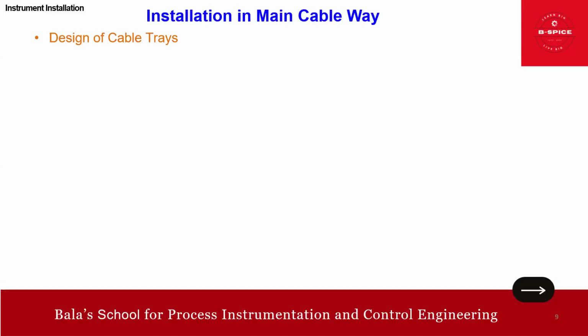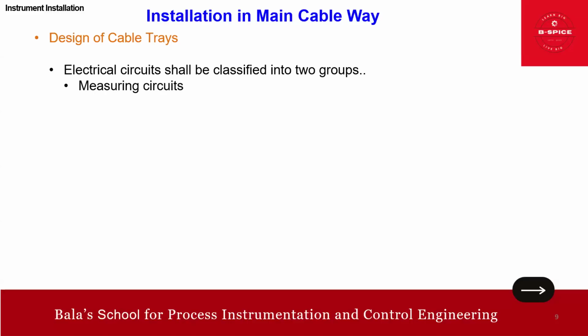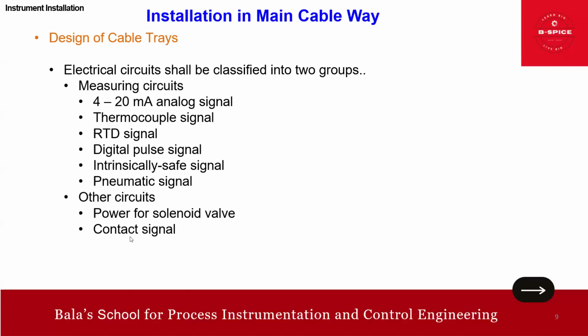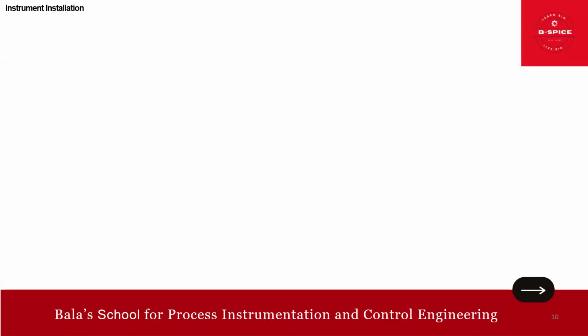Right. Now, a few more to add on. So there are also cables, right? So I am classifying these electrical circuits in two groups. One is the measuring, other is the other circuits. Under measuring, as you know, we have 4 to 20 milliamps analog signal, thermocouple signal, RTD signal, digital, intrinsically safe, pneumatic signals. And under other circuits, we have power for solenoid valve and other applications and contact signal. And of course, the power circuits and the pneumatic signal. So you can group this pneumatic under measuring circuits or under other circuits. Okay. So this is all the electrical circuits and classification of signals which need to be adopted.